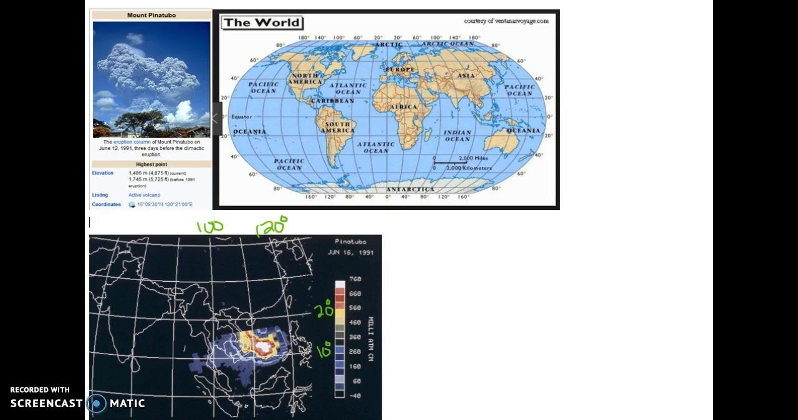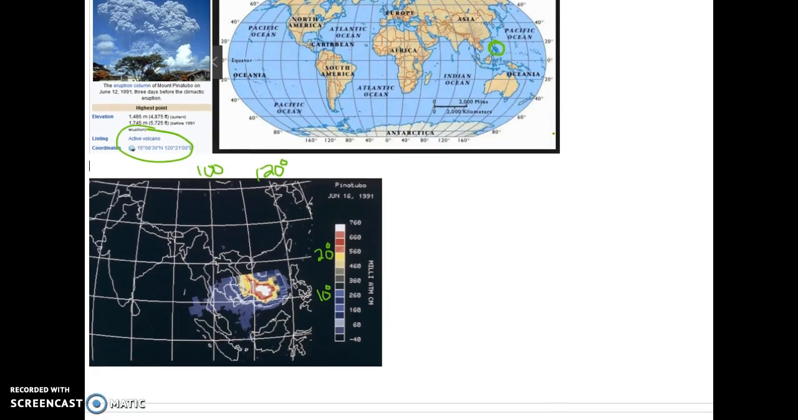You can do a Wikipedia search or other search to find out the latitude and longitude of Mount Pinatubo right there. And here is a map of the world with the latitude and longitude lines in it. Mount Pinatubo being right about there. If we transfer the latitude and longitude lines from the map of the world onto that image, we get this. Mount Pinatubo exists right here.